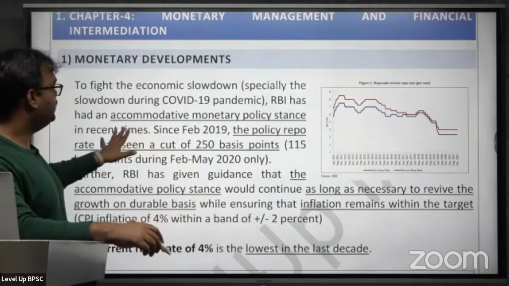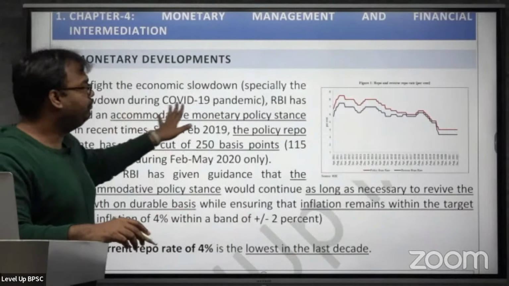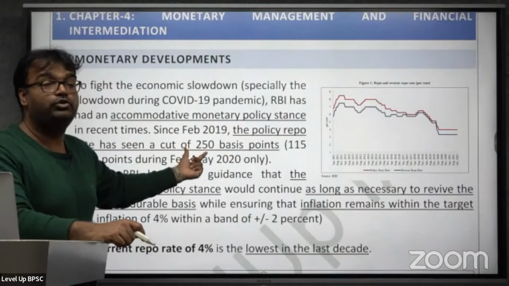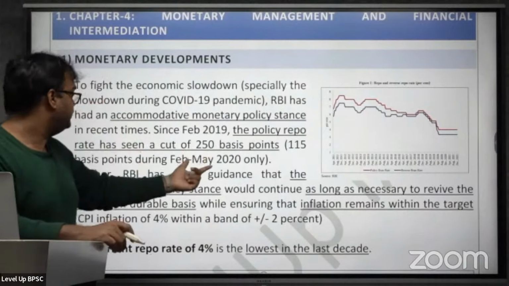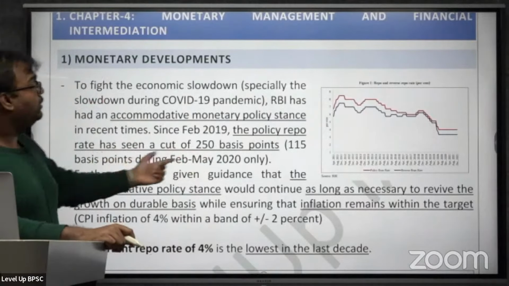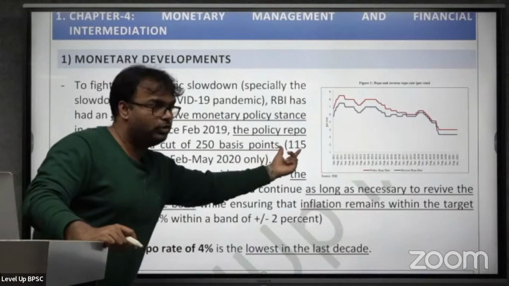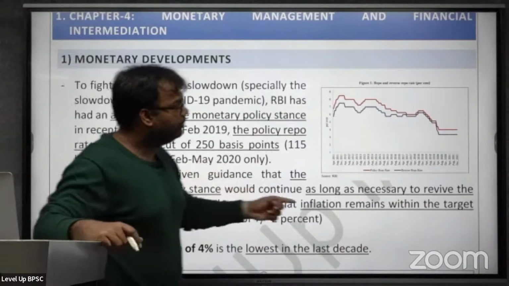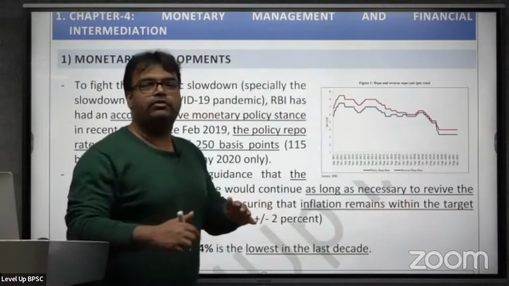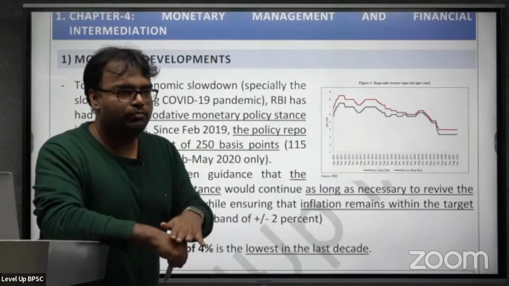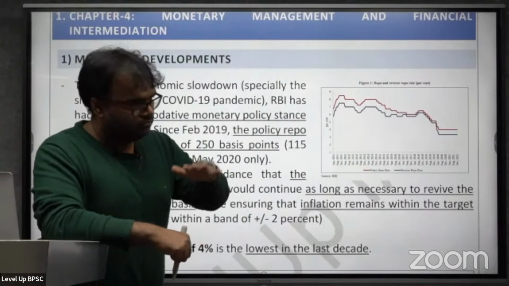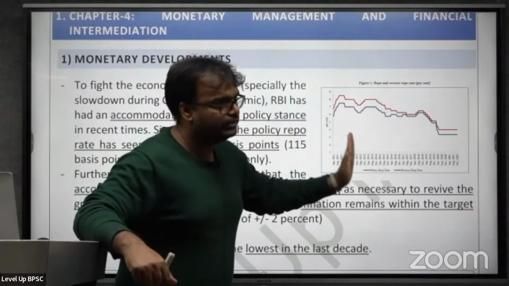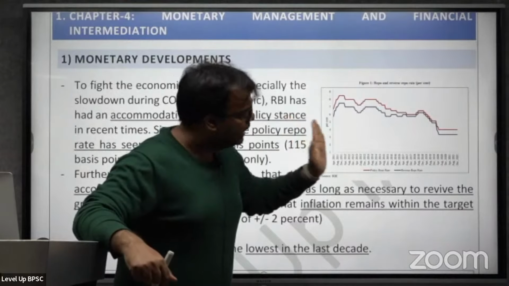So here we're saying that RBI followed an accommodative monetary policy where the policy repo rate has been cut by 250 basis points. 250 basis points means 2.5%. And out of this 250 basis points, 115 basis points were cut during February-May 2020. From May 2020, we already are at a very low level. A repo rate of 4% is a very, very low level. Since then we have kept these rates, or RBI has kept these rates, constant.